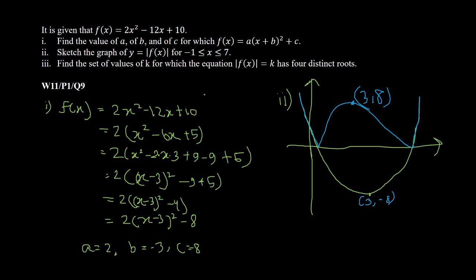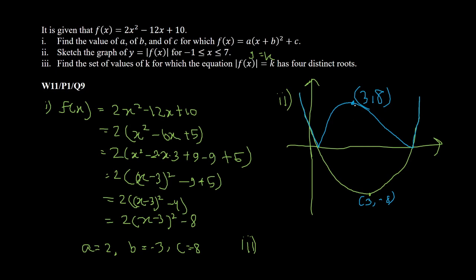sketch. In part 3, it says to find a set of values of k for which f of x equals k has 4 distinct roots. f of x equals k here, which means y equals k. So we have to find the values of y for which there will be 4 different values of x. So if we go above this one, we will realize that there is not going to be anything.